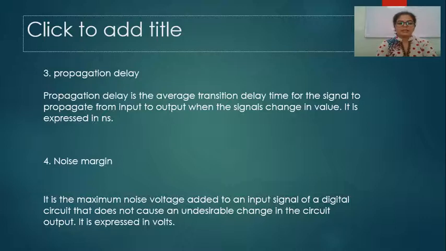So it is the maximum noise voltage added to an input signal of a digital circuit that does not cause an undesirable change in the circuit output, and it is expressed in volts. So we can consider one example of noise margin as in, if we are using any of the electronic devices and there is noise from an internal or external factor. What is the capacity of the machine to handle that level of noise and to produce output without introducing that noise to the output? So this is noise margin.